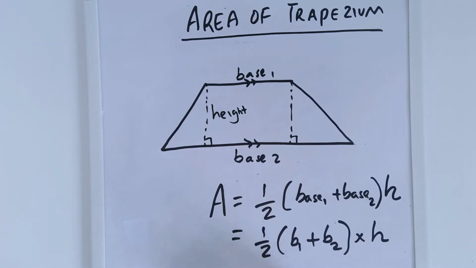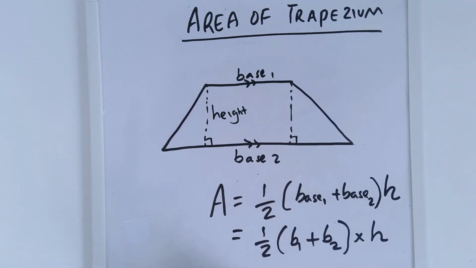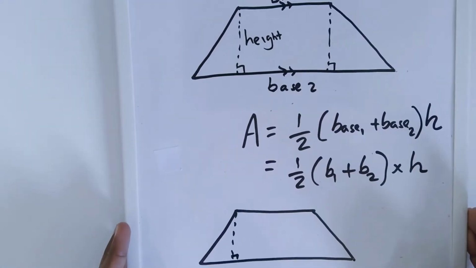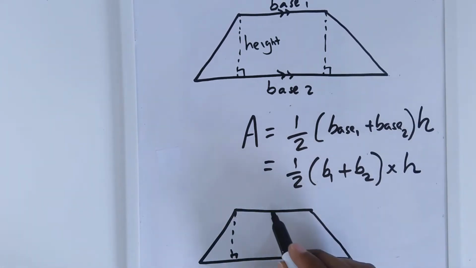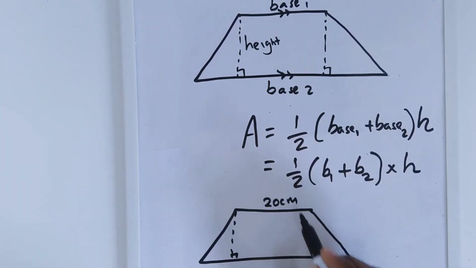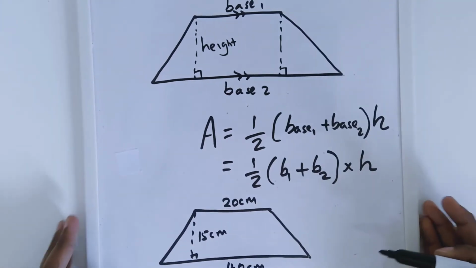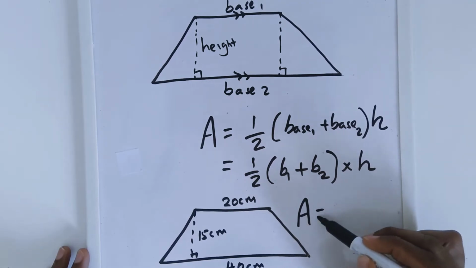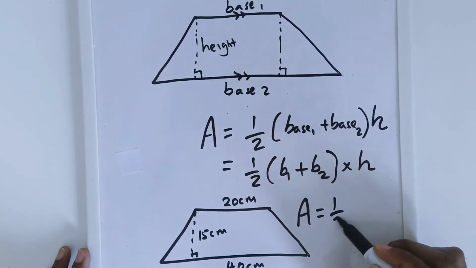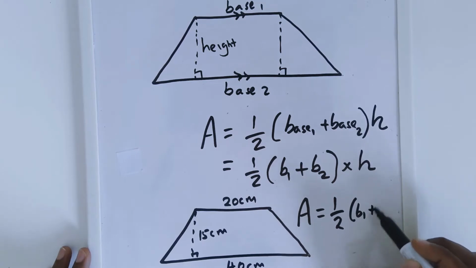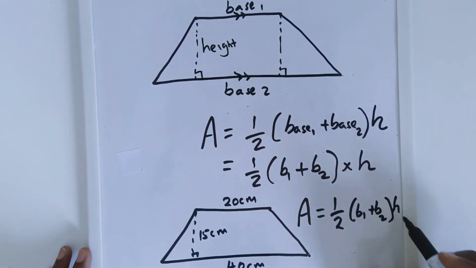Say we have a trapezium that has these dimensions. Say base 1 is 20 centimeter and base 2 is 40 centimeter. The height is 15 centimeter. So in order to find the area of a trapezium, you use the formula: area is equal to 1/2 of (b1 plus b2) multiplied by the height.